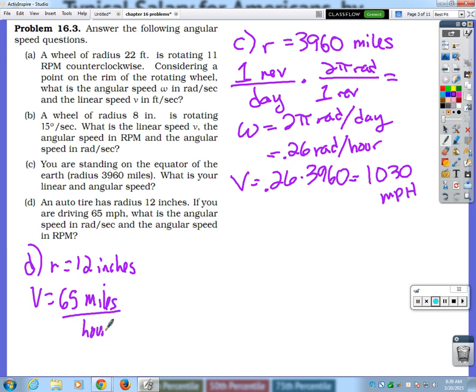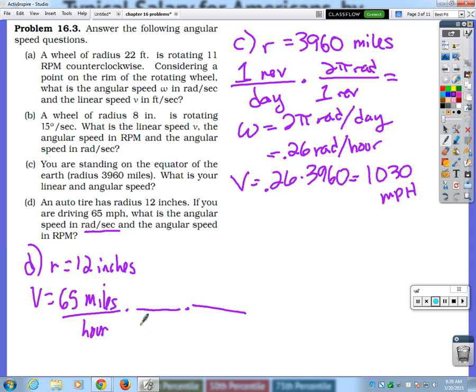So there might be a temptation for you to say, oh, well, if I want to find the angular velocity, all I need to do is take that and divide it by 12. But we have a unit issue here, okay? Because the radius is in inches and our speed is in miles. So we're going to make 65 miles per hour into radians per second. Let's go into seconds also, okay? We'll get a more reasonable answer.